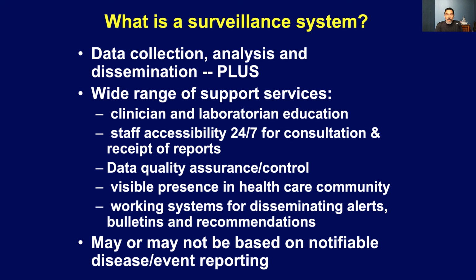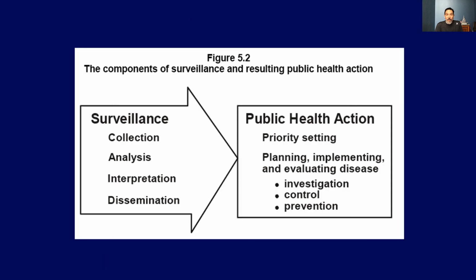And as we said just a few minutes ago, it may or may not be based on notifiable disease or event reporting. It could be a surveillance system that is based on existing data sources that are collected for other purposes, and we'll cover examples of that. So in the US at least, the concept of public health surveillance doesn't really include the part where there's programmatic implementation in response to the data to prevent and control disease, but it does include this intended link between the activities of surveillance and the public health action that follows from them.